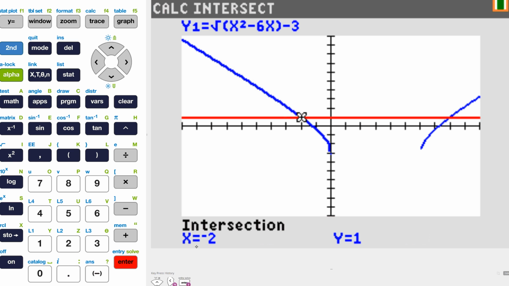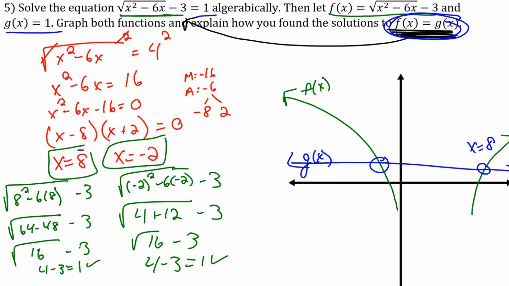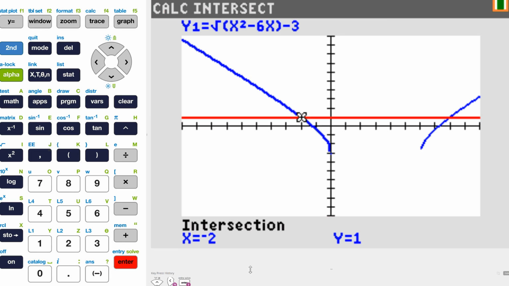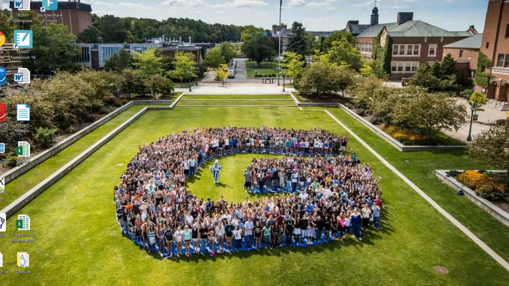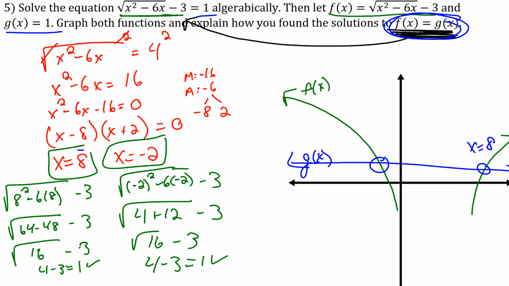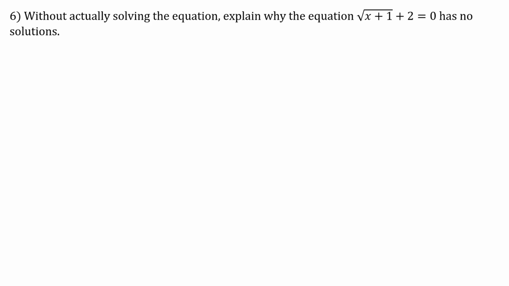These intersect at the point -2, 1. But when I care about the solution to f of x equals g of x, I only care about the x value. And that happened to be x equals -2. So x equals -2 is the second solution, which is exactly what we got algebraically. So we can solve these equations both graphically and algebraically. It's a very powerful tool that we have at our disposal.